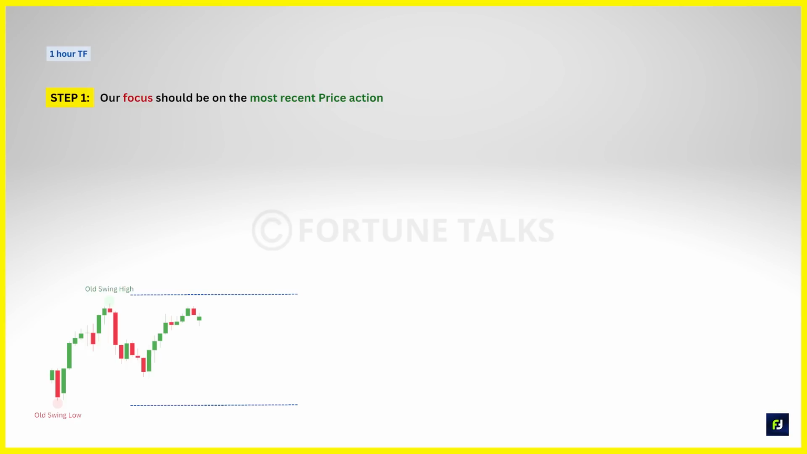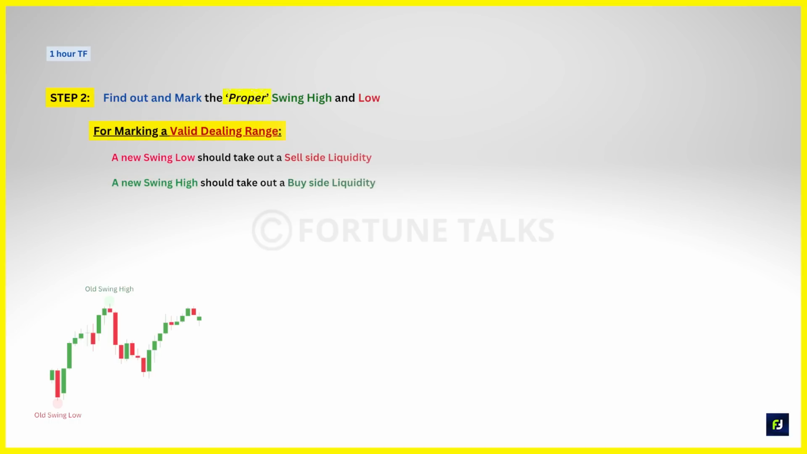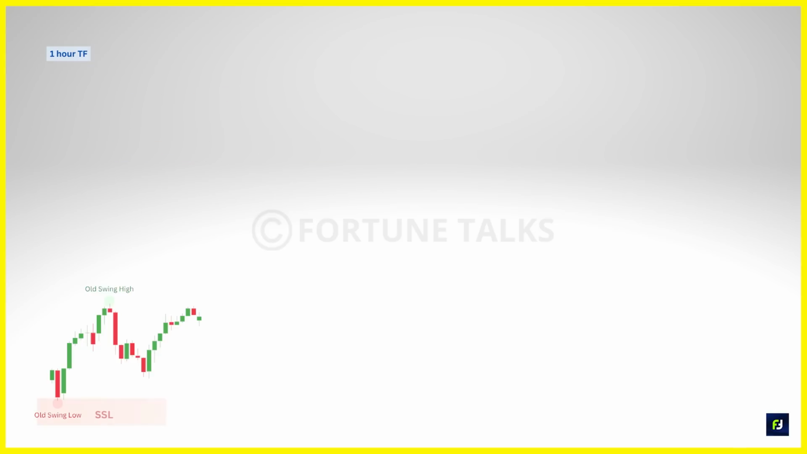Once you have that sorted out, you need to find the proper swing high and swing low for marking the dealing range. Now, the reason why I said proper is because you need a swing low that has already taken out a sell side liquidity, and you also need a swing high that has already taken out the buy side liquidity for marking a valid dealing range. For this, you need to check the new swing highs and lows with the previous swing highs and lows. So basically, we want the new swing low to take out a sell side liquidity pool.